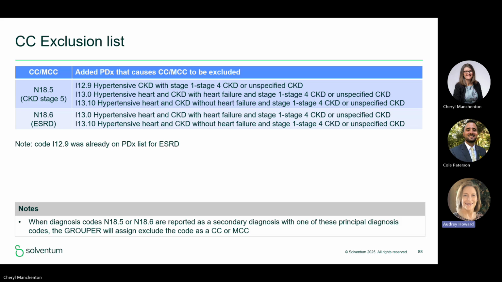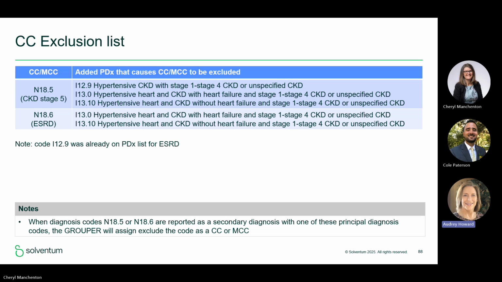And that's what's showing on this slide. There was what appears could be a significant change, but when I explain it to you, it's not really that significant of a change. And here's why. They were looking at the CC of the chronic kidney disease stage 5, N18.5, and also the MCC of end-stage renal disease, which is N18.6. So that's the CC and MCC that's going to be impacted.